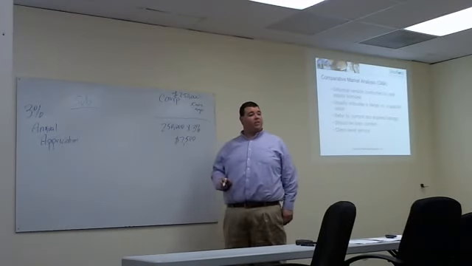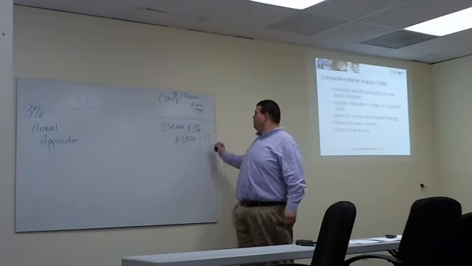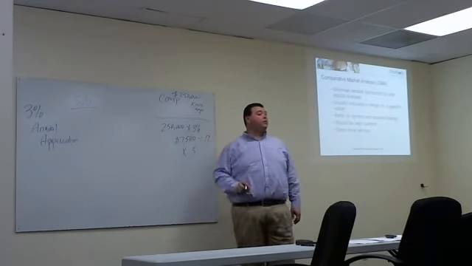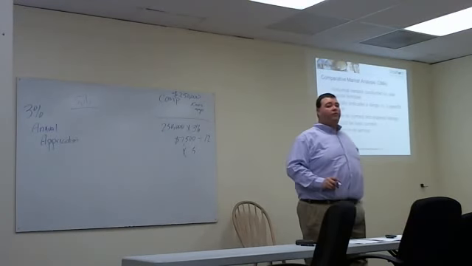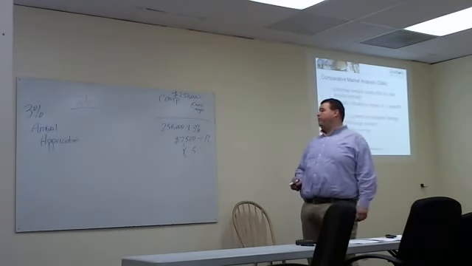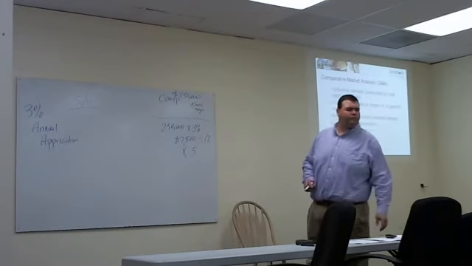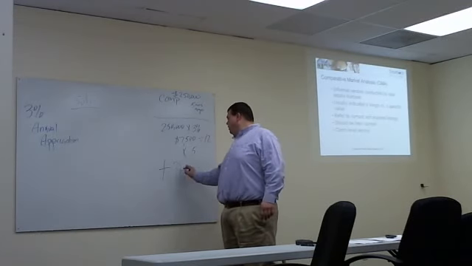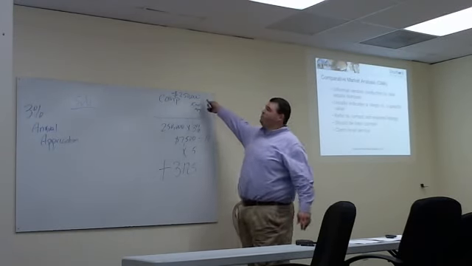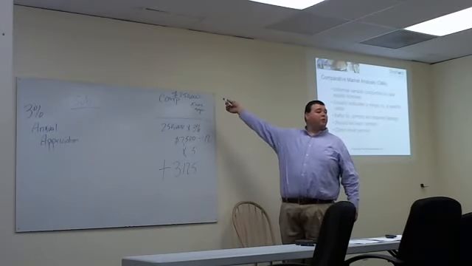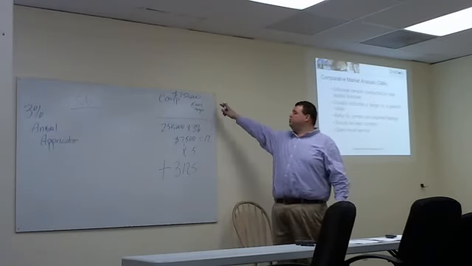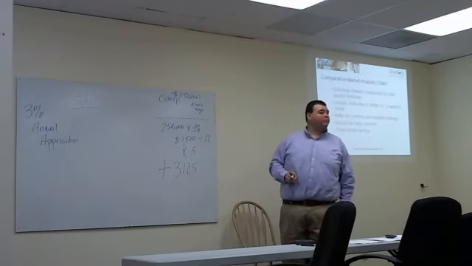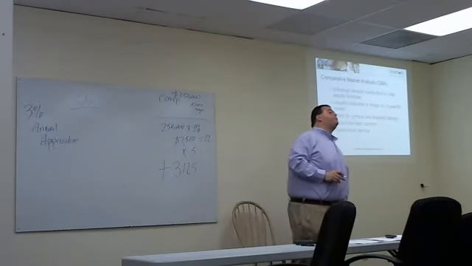That's my annual appreciation, and I would divide that by 12, and then multiply it times 5 to get 5 months' worth of appreciation on that property, which is how much? $31.25. So that's going to be a positive adjustment of $31.25, which gets added back to my sales price. So my indicated value would actually be $253,125.